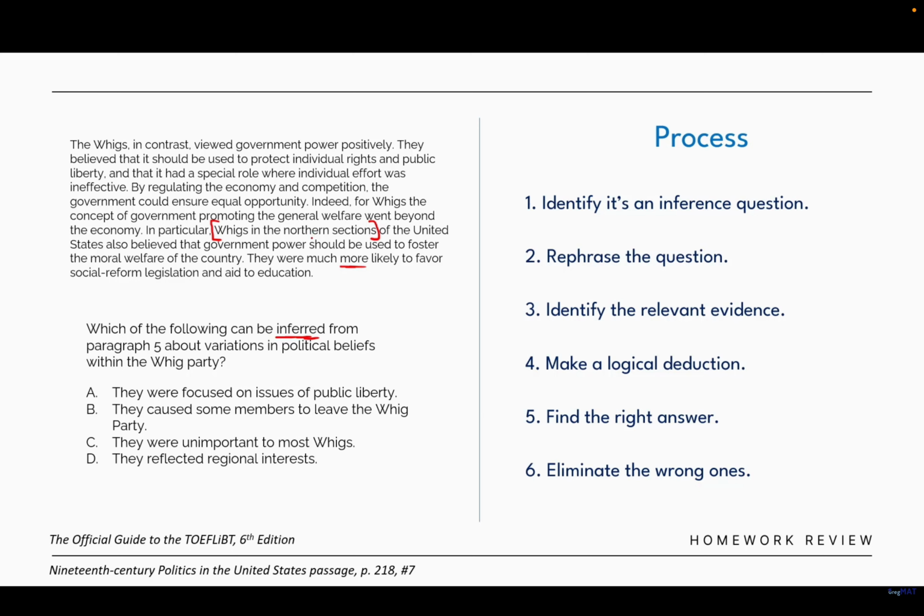So it seems like the difference is about what? Is it the social reformation? No, what causes the difference? Remember, Whigs in the northern sections believe something, and Whigs in the southern sections believe something else. So what's resulting in the differences in these beliefs? Their own interests? Is that what it says or no? No, they said the social reform legislation, they are more likely to favor that. Who's they? The Whigs in the northern sections. Right. So again, what's influencing their beliefs?